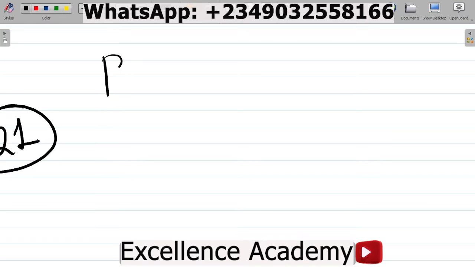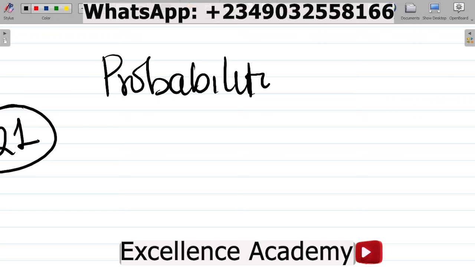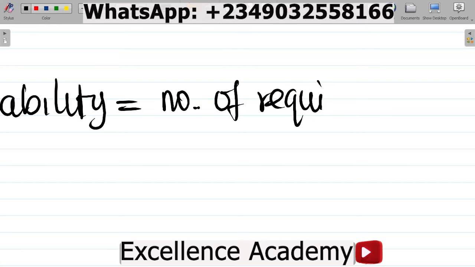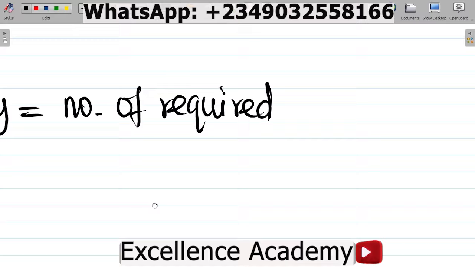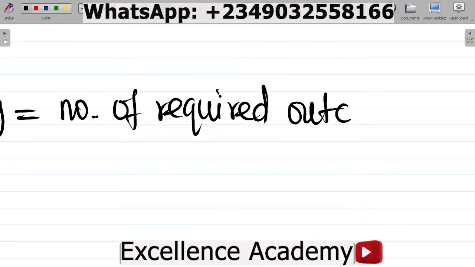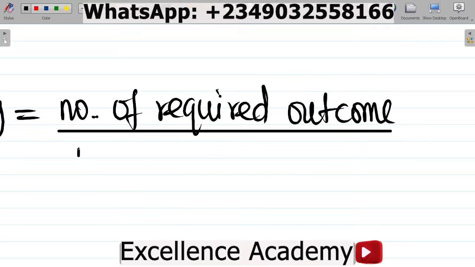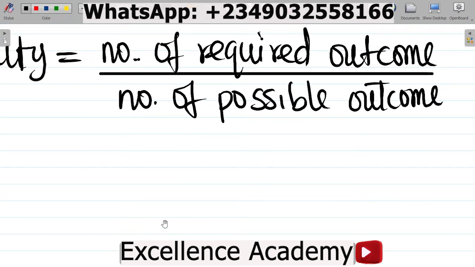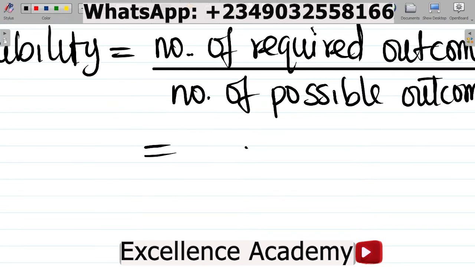Now let's recall the formula. When it comes to probability, recall that the formula for probability is equal to number of required outcome, this all over number of possible outcome. The number of required outcome is what we found out, and we got it as 21.